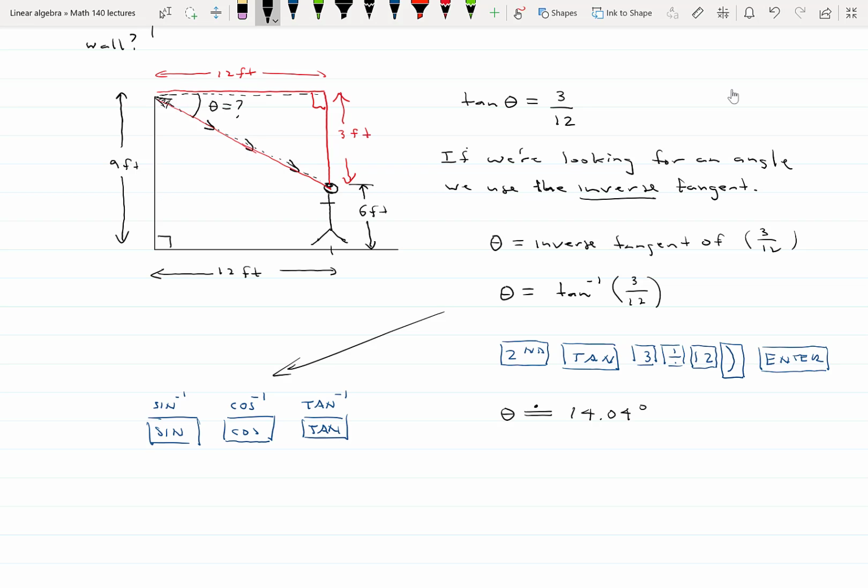Okay, so this should get you started on homework. These examples, although there were very few of them, I think are plenty to get you started. The basic theme of this section is use right triangles to solve problems.